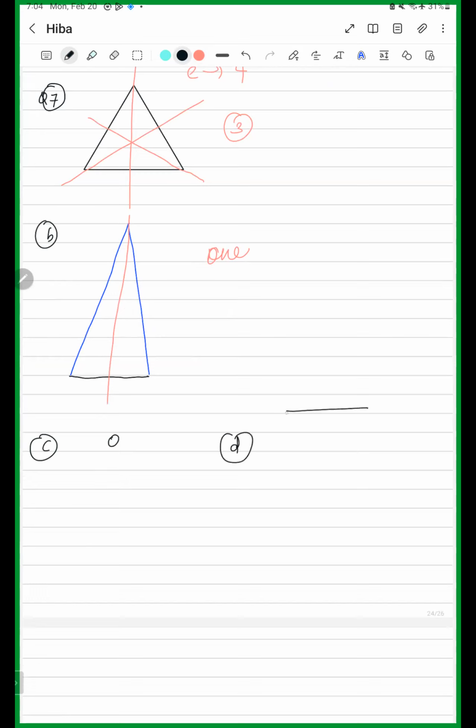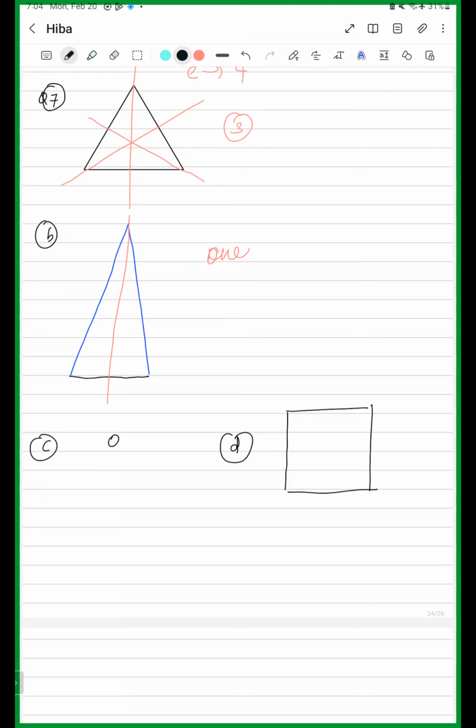It will have 4. Very good. It will have 4. 1, 2, or let me draw it like this. 1, 2, and the middle one is also a line of symmetry because this is a square, है ना? So this portion is the same as this portion, and only this diagonal.